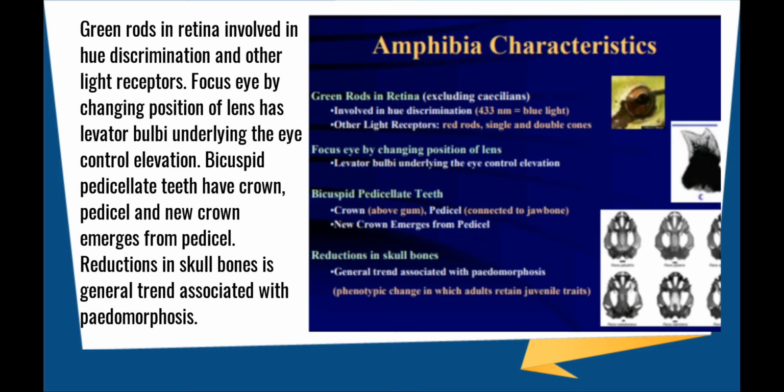Green rods in the retina are involved in hue discrimination, along with other light receptors. They focus the eye by changing the position of the lens, and the levator bulbi underlying the eye controls elevation. Bicuspid pedicellate teeth have a crown and pedicel, and a new crown emerges from the pedicel. Reduction in skull bones is a general trend associated with paedomorphosis.